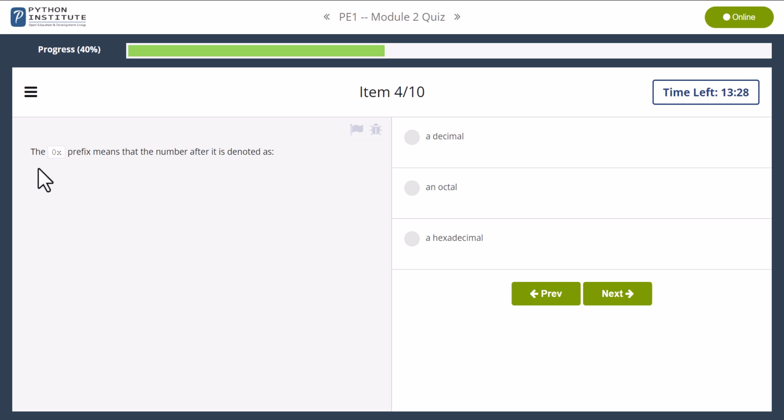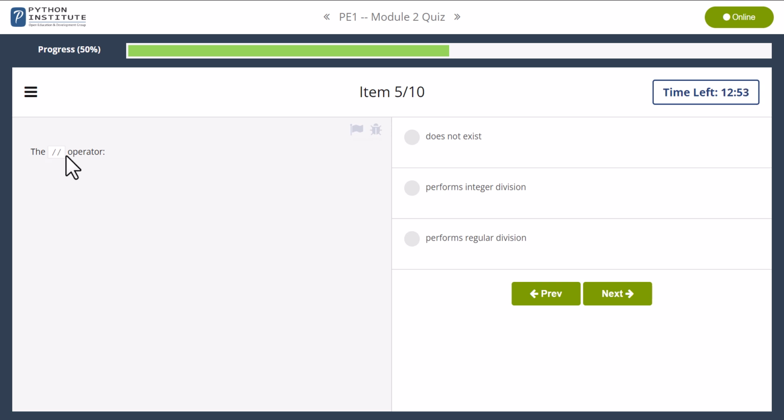The 0x prefix means that the number after it is denoted as a hexadecimal. So 0x is the prefix for hexadecimal, 0b is for binary, and actually 0o, so like the digit 0, then a small letter o, is for octal.